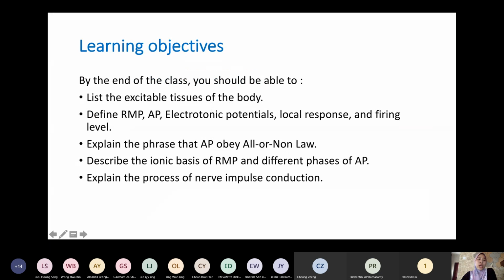Okay, on the third learning objective, you must be able to explain that the action potential must obey the all or none law. Meaning that the action potential is not necessarily there when you spark a fire, there will be a fire. There must be a threshold or limit which the action potential must reach, so that either there is an action potential or no action potential will occur. And then describe the ionic basis of the resting membrane potentials, and the different phases of the action potentials.